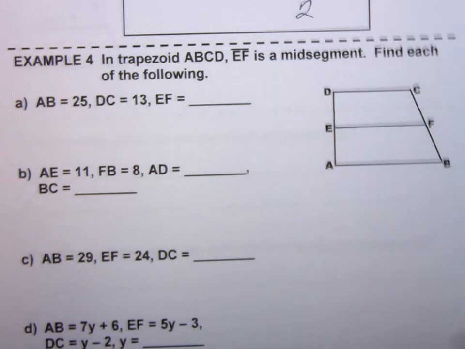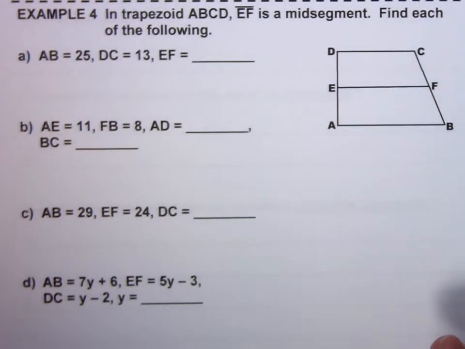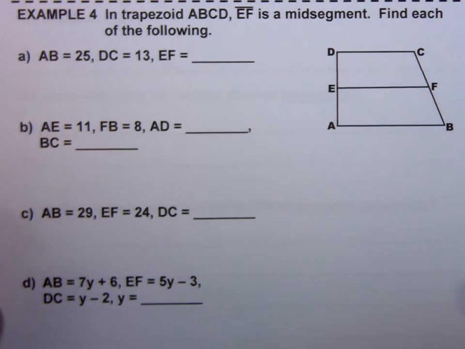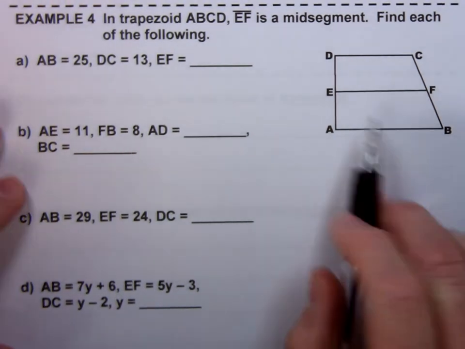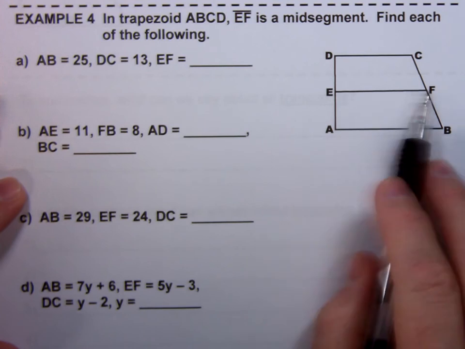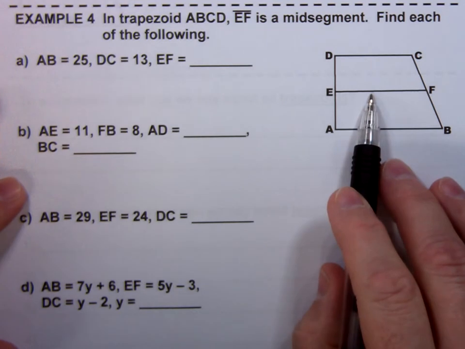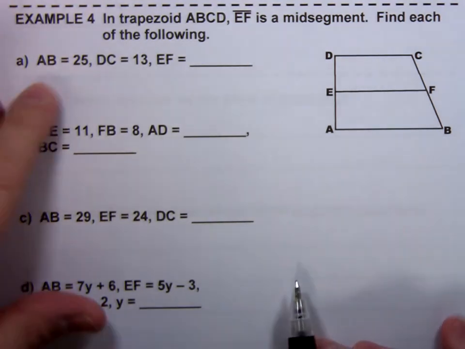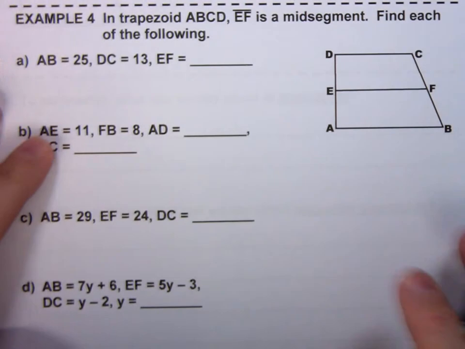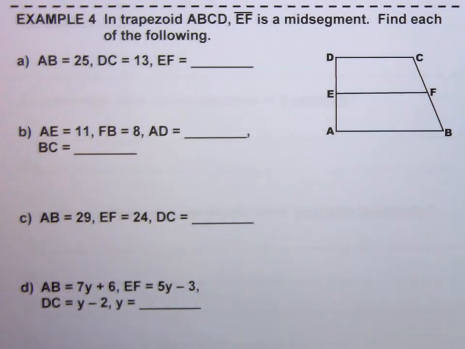Alright, so let's take that information and let's try example 4 down here. In trapezoid ABCD, line segment EF is a mid-segment. Find each of the following. Now as soon as I read that, I want to put as much information in the picture and that visual as I can get so I don't forget it.